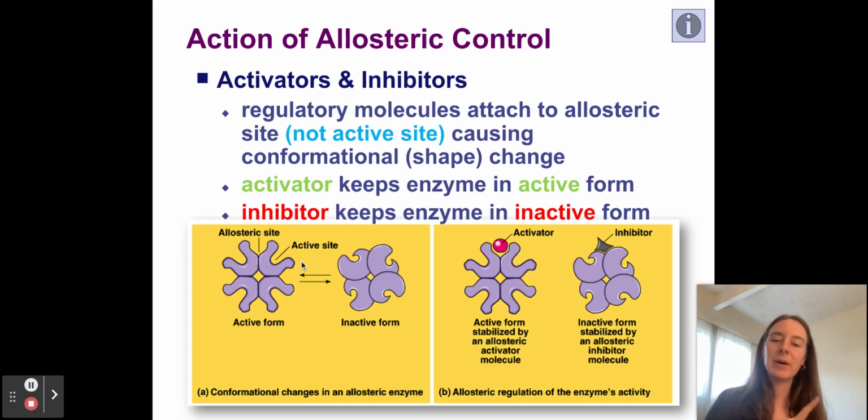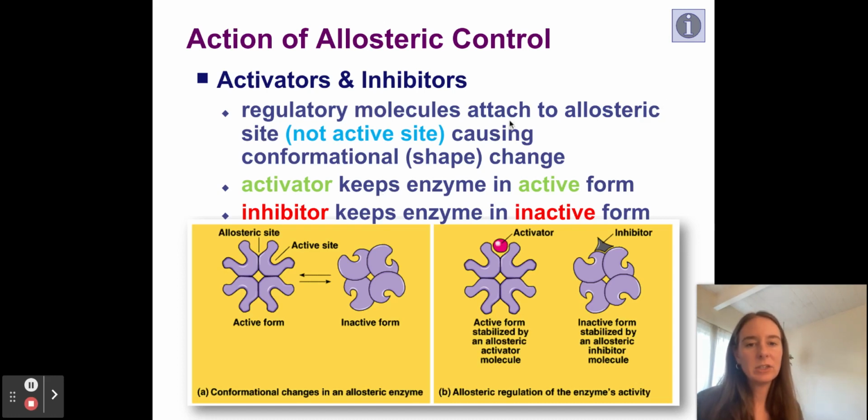Okay, so we've already learned about the active site. Remember, the active site is the place where the substrate will bind and cause the reaction to happen and turn into the products. The allosteric site is different from the active site. It's somewhere else, allo. But what this does is it actually causes a conformational change of the enzyme.